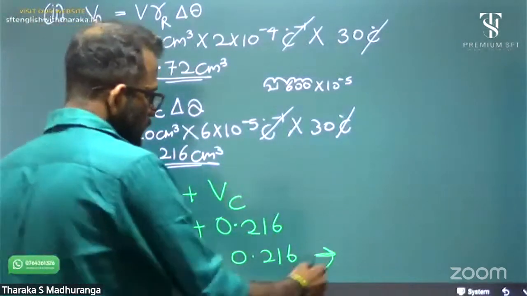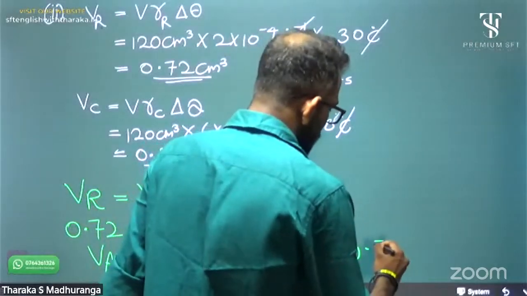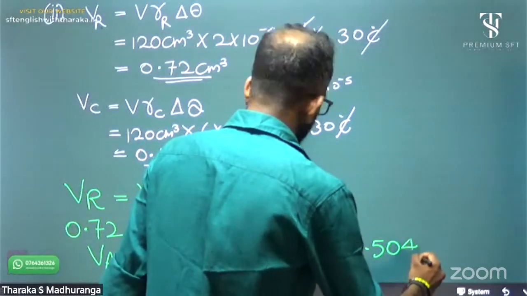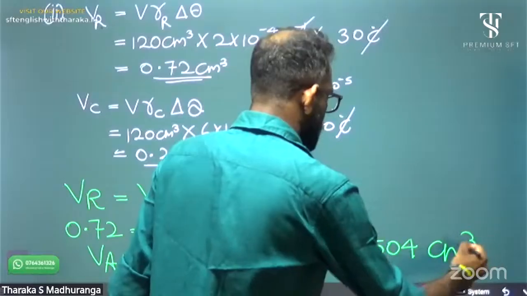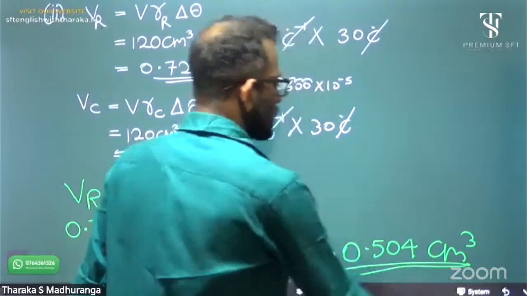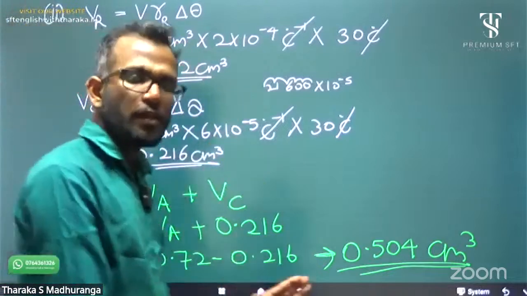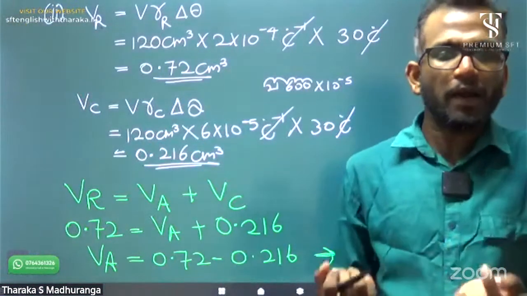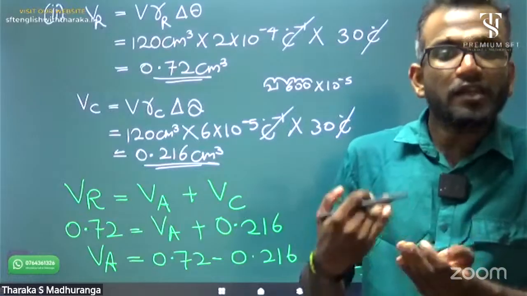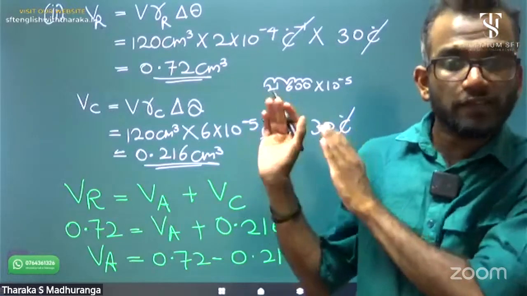Yes, 0.504. 0.504 cubic centimeter. Okay, this is the apparent volume expansion. See, the same theory, but in a different form. That was an exam question.